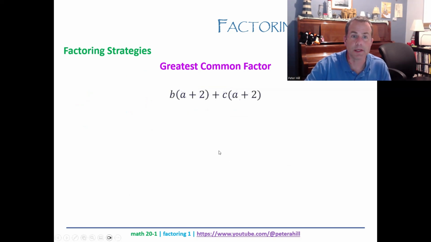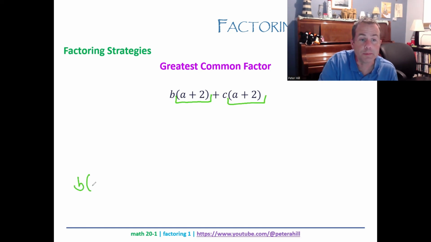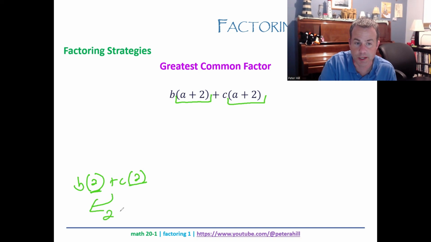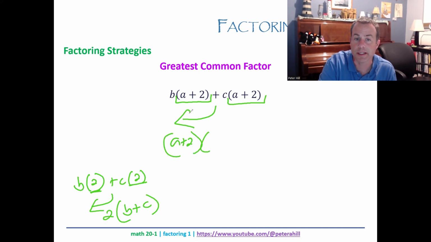All right, next up, b times a plus 2 plus c times a plus 2. Well, what I want you to see here is, let's use green. This guy and this guy, that's a common factor to both of those terms. If I had given you b times 2 plus c times 2, you would have said, hey, 2 is a common factor. Let's pull the 2 out, and I'd be left with 2 times b plus c. Well, that's exactly what I'm going to do here. A plus 2 is a common factor, so I'm going to pull out the a plus 2, and I'm going to be left with b plus c. So it ends up being a plus 2 times b plus c.